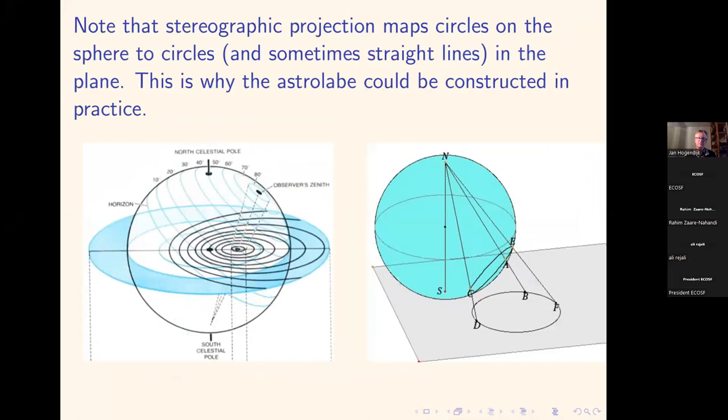Now, a property of stereographic projection is that circles on the sphere are mapped to circles in the plane, and sometimes straight lines. And this is why the astrolabe could be constructed in practice. It's very important. Normally, if you map a circle onto a plane, you expect an ellipse or a parabola or a hyperbola. And that is very difficult to draw. But if you have a circle, this is much easier to draw without computers, of course, because you can use a compass. Once you have computed the center of the circle and the radius, this is very easy to do.